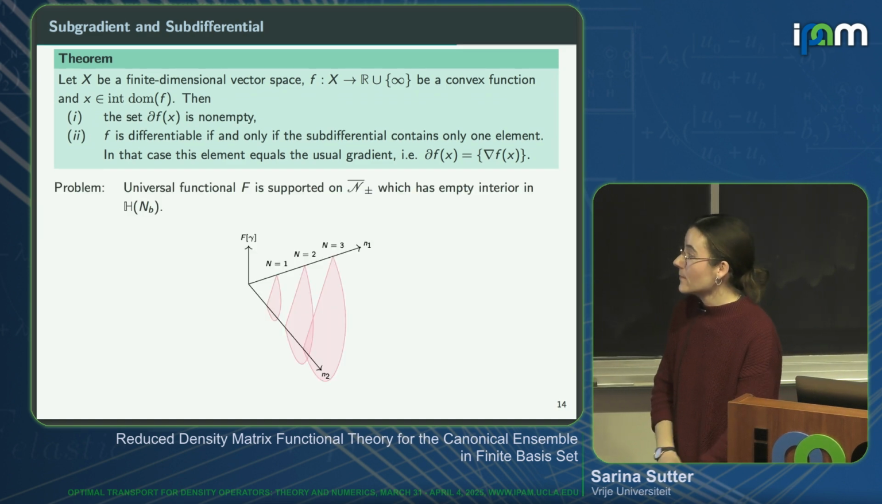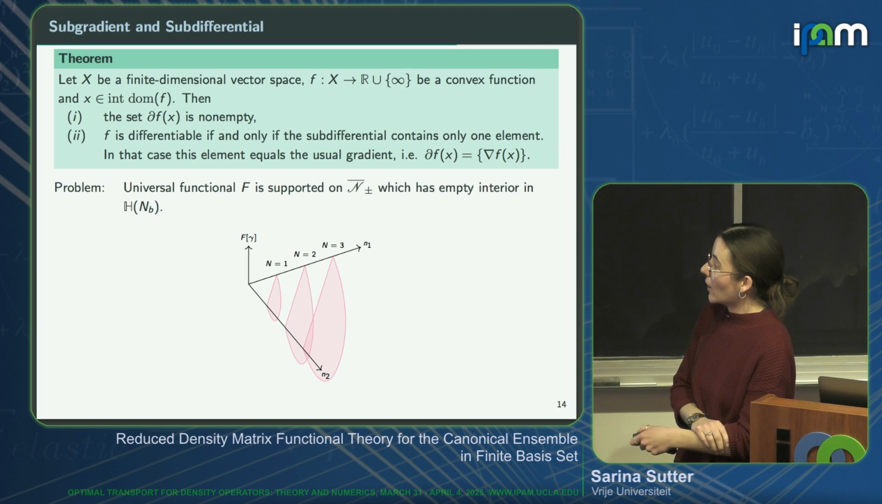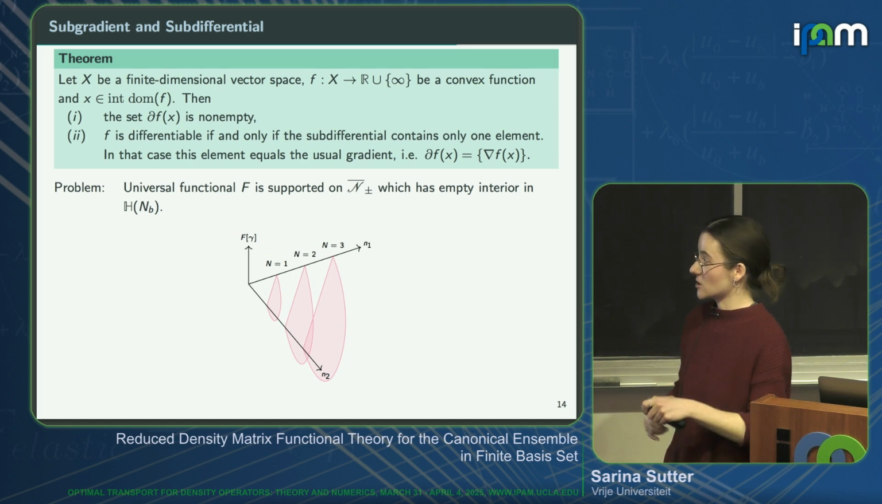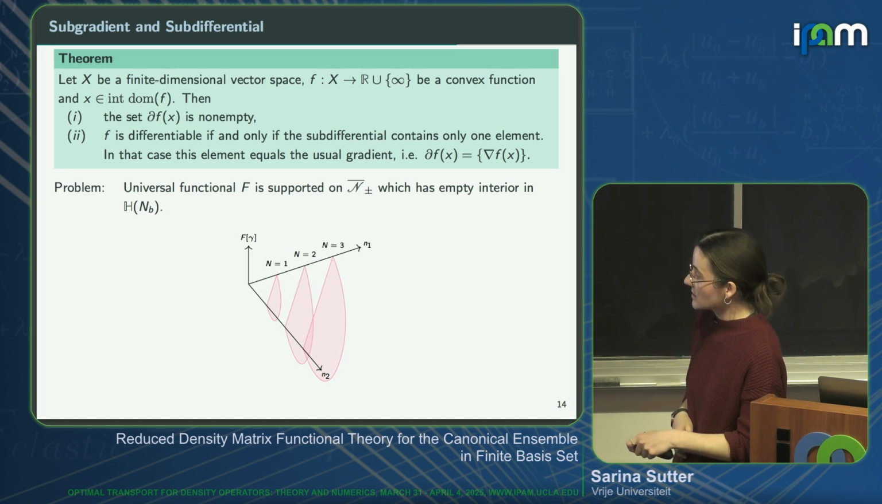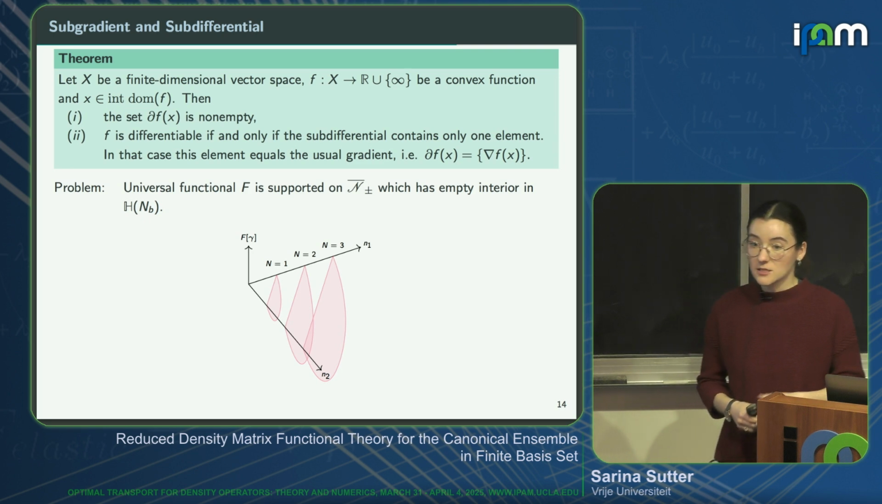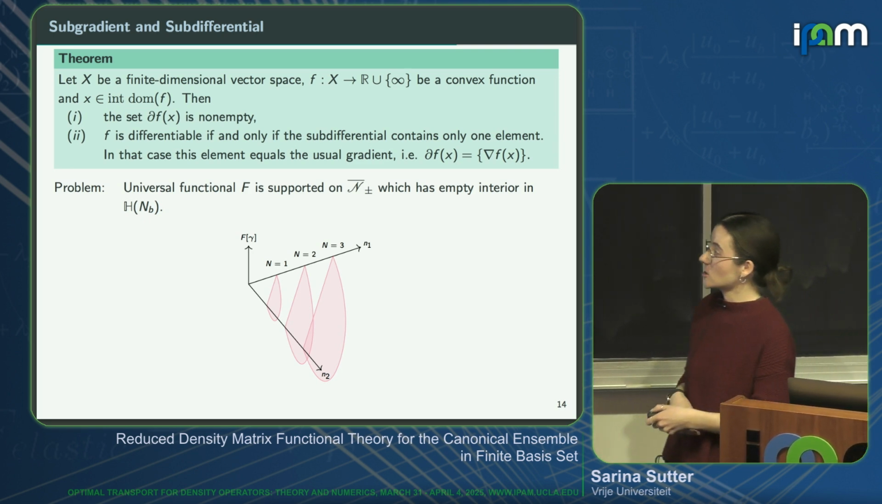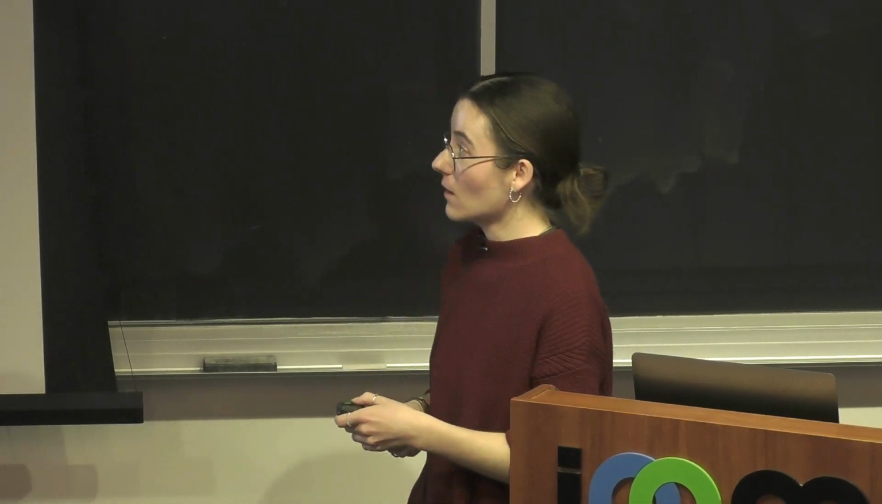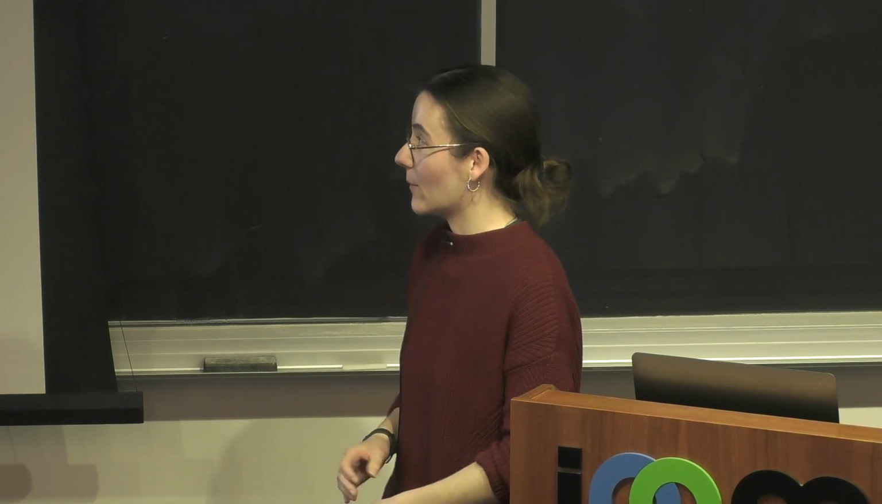Now we have one problem, and that is that our universal function is supported on this set here, which has empty interior in our vector space of Hermitian matrices, because we have the trace N condition. So you see here, if we have two basis functions and only one particle, the functional is only supported here, or here, or here for three particles. But this is not a big problem, because it just means that we can work on this affine space with the trace condition. So we should not be bothered about that.